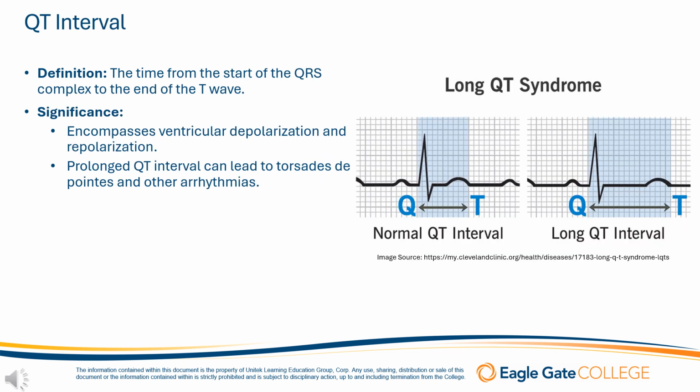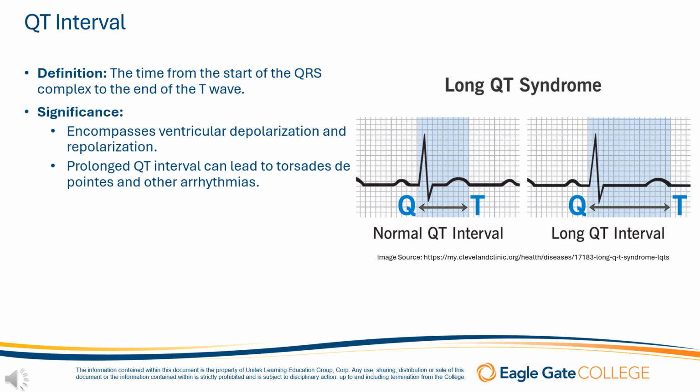The QT interval is the time measured from the start of the QRS complex to the end of the T wave. This interval encompasses both ventricular depolarization and repolarization. Remember, depolarization is when the ventricles prepare to contract and pump blood, while repolarization is when they reset to prepare for the next cycle. The QT interval is significant because it represents the entire duration of ventricular electrical activity, from the initial depolarization to the completion of repolarization.